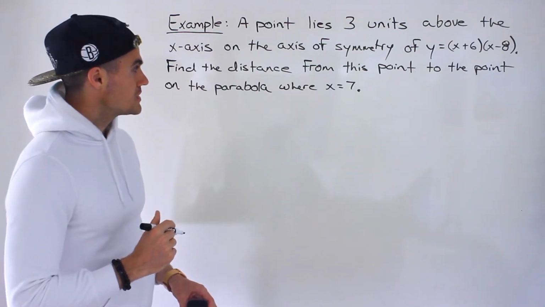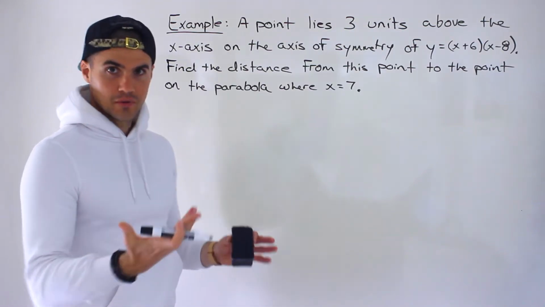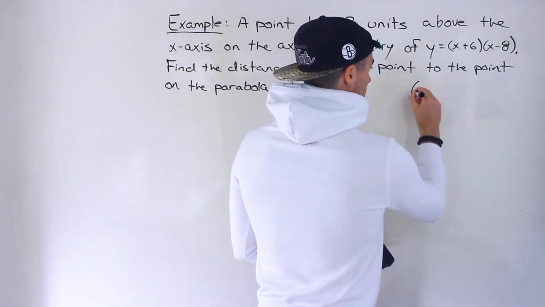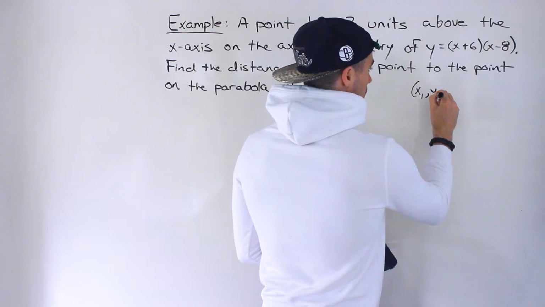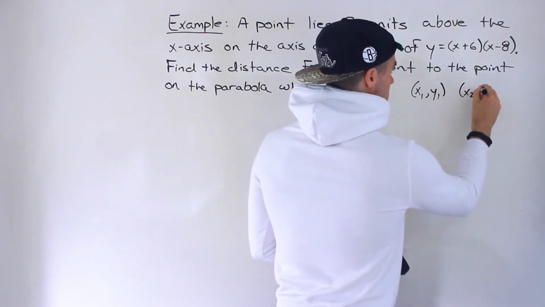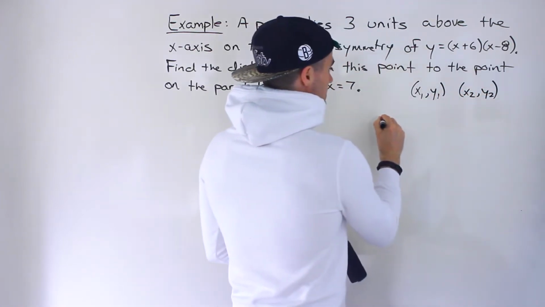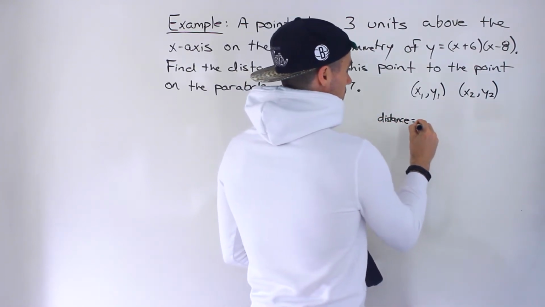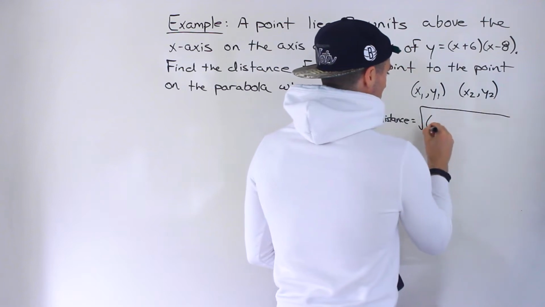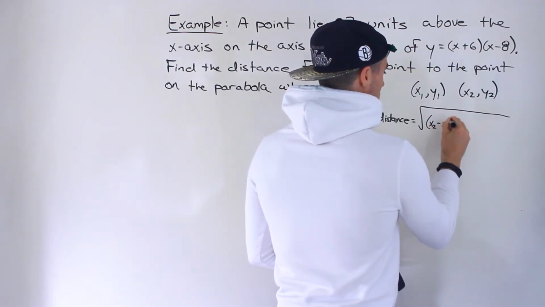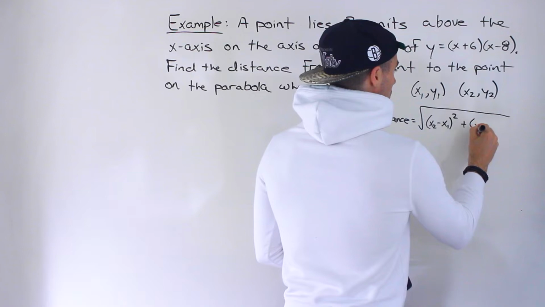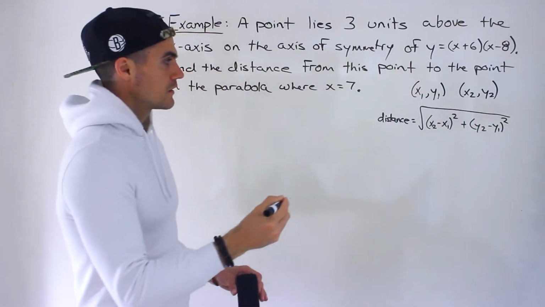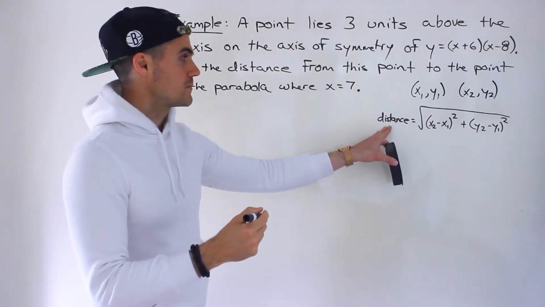So notice what they're ultimately asking for is the distance between 2 points, and just as a quick review, if we've got 2 points, let's say (x1, y1) and (x2, y2), what is the distance between these 2 points going to be? Well, it's going to be the square root of (x2 minus x1) squared plus (y2 minus y1) squared. Okay, this is from a previous unit.